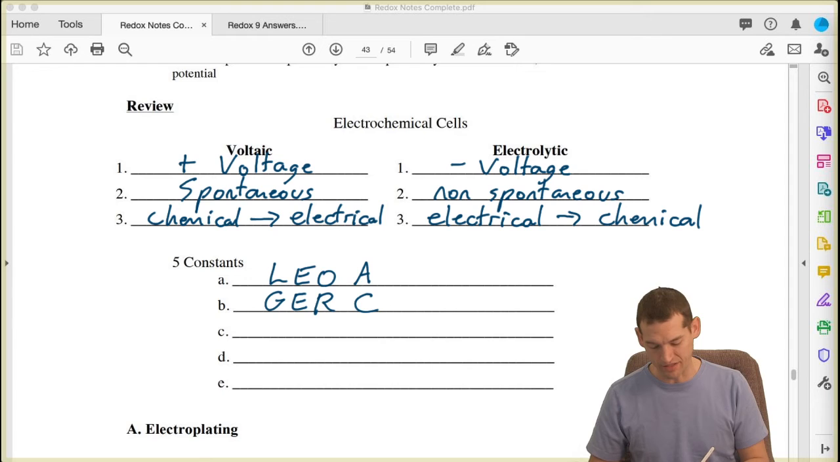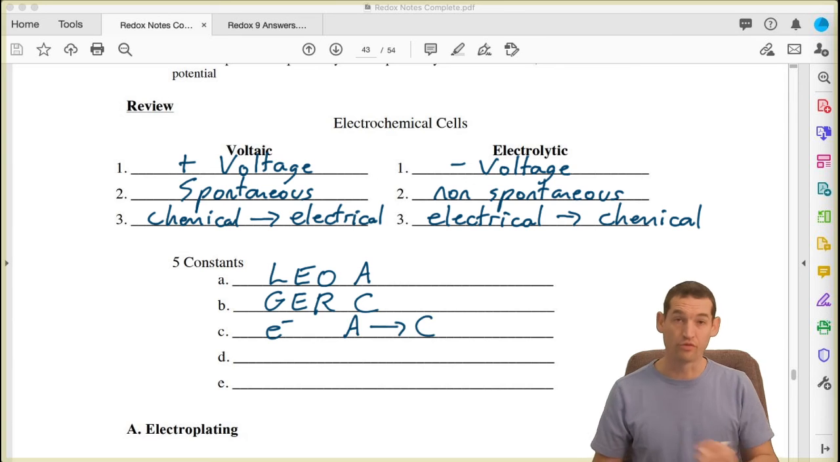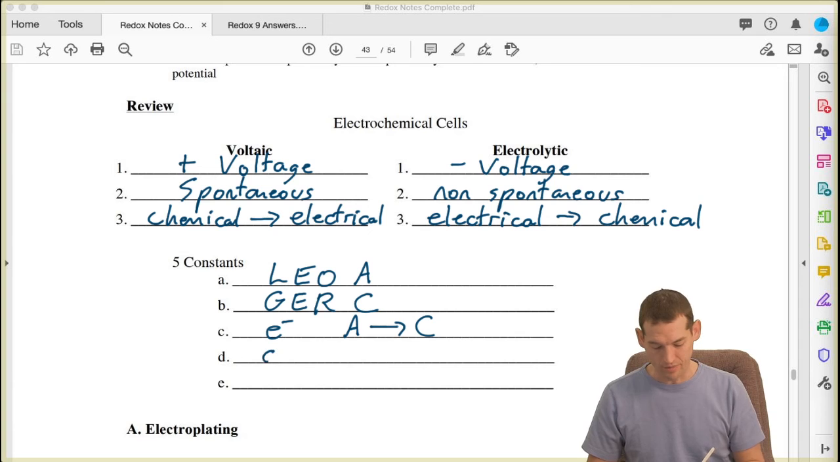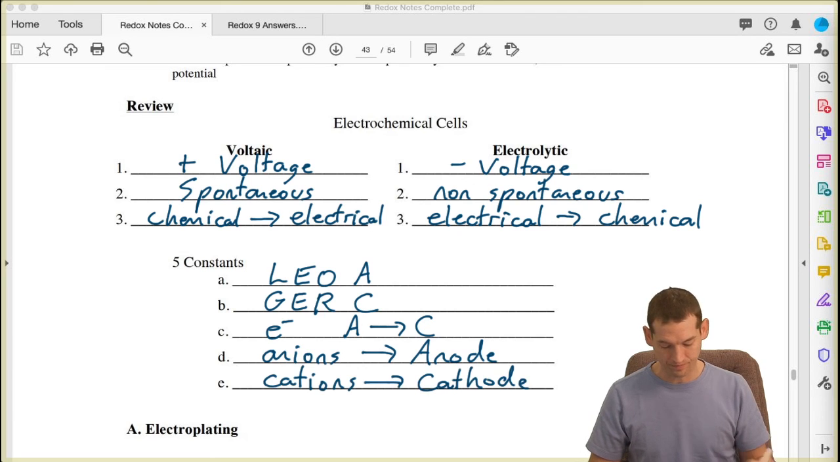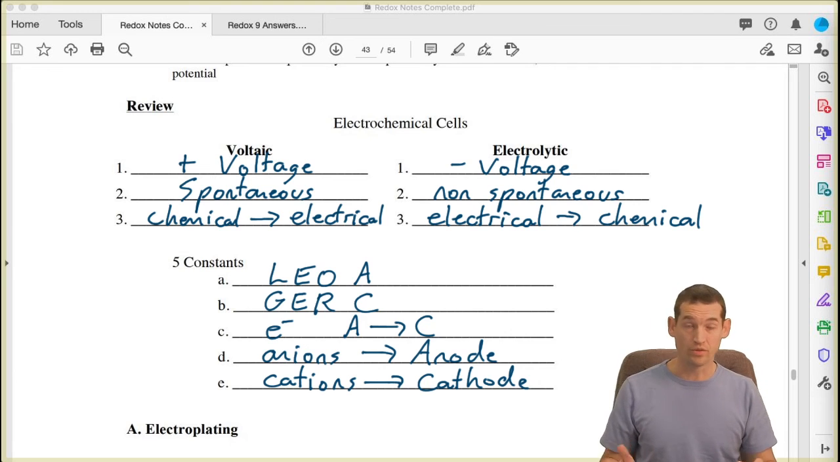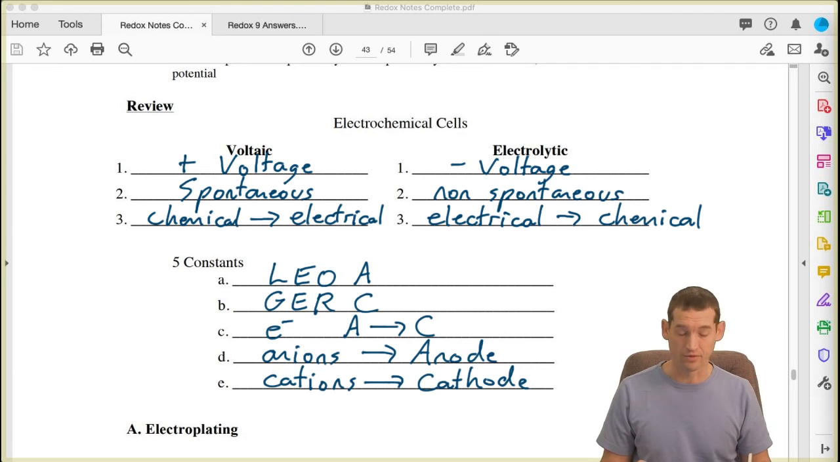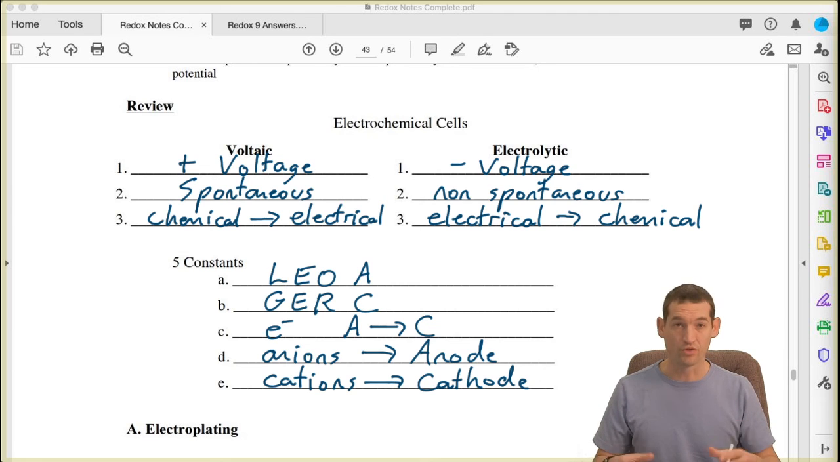After that, remember that the electrons always flow from the anode to the cathode through that external circuit. Not through the solution, but through that external circuit. And then we have that the anions move towards the anode, and cations move towards the cathode. So those things are always going to apply whether it's a voltaic cell or an electrolytic cell. So make sure you keep these ideas in mind as we move through these other examples, that those things always apply no matter what. All right, let's dive in.